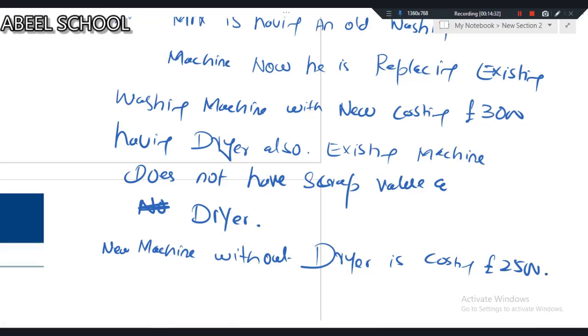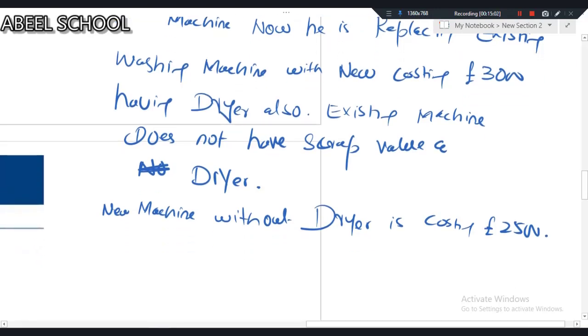Actually, the new washing machine is not exactly identical to the existing one. That is why the examiner has given us more information: if you buy a washing machine without a dryer facility, it will cost you 2,500. Replacement furniture relief is available when you are replacing the existing furniture item with the identical new item. So in this example, replacement furniture relief will not be 3,000, it will be 2,500. And this entire 2,500 will be available, it will not be reduced, because the existing washing machine does not have any scrap value.